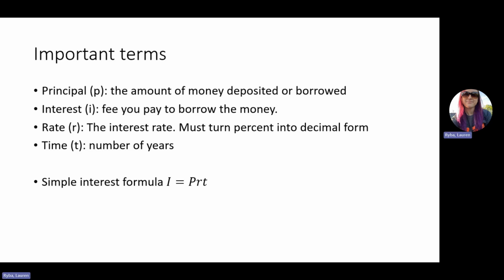Which leads us to interest, I. That is going to be the fee you pay to borrow the money, or it could be the money you earn just from having the account. So like if you have a checking account or a savings account, a lot of times you get a really small interest. You earn a few cents every month. But it can also be what you pay when you get a loan.